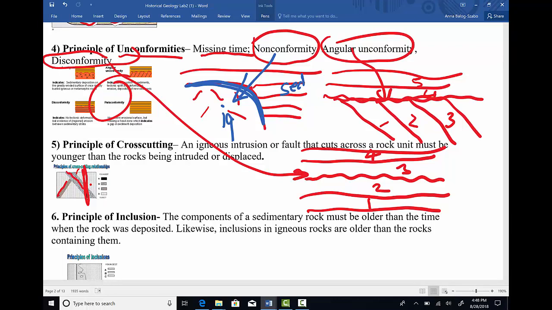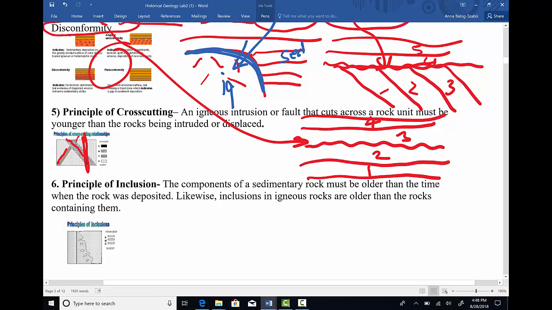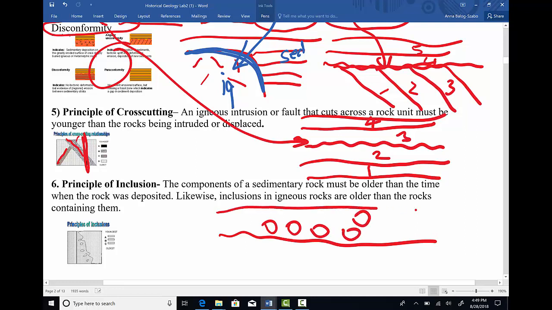The next one is the principle of inclusion. If you have a beach and you have pebbles on the beach, and the pebbles later end up in a layer of sedimentary rock, you know these pebbles were rocks before. So the inclusion is always older than the rock which includes it. Okay, so that's the principle of inclusion.